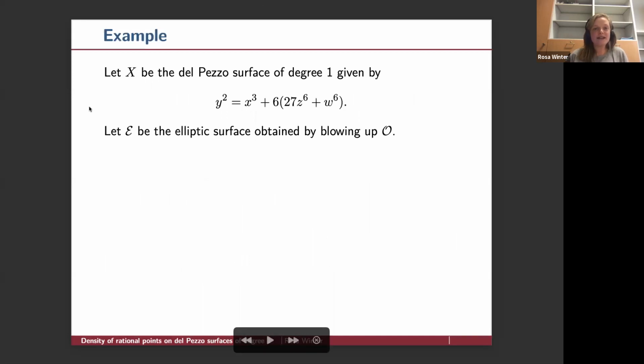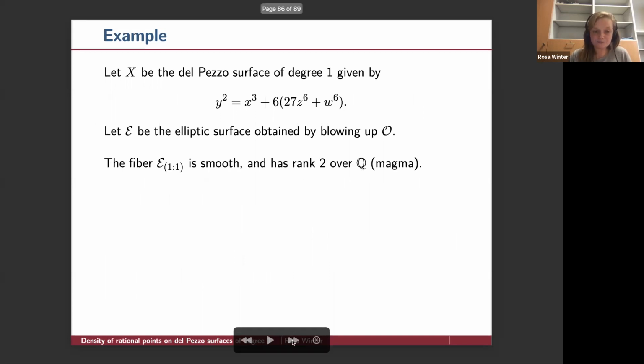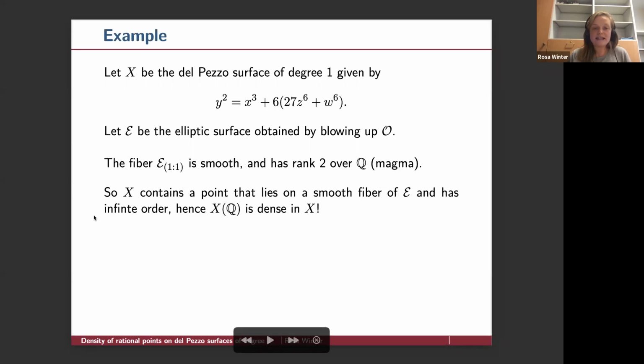Okay, and then I want to finish with an example. So if we now have the Del Pezzo surface of degree 1 given by this particular equation, then we take the elliptic surface obtained by blowing up the base point O. And here we can very quickly check with Magma that this fiber above the point (1,1) is smooth and has rank 2 over Q. So in this case, the Del Pezzo surface contains a point that lies on a smooth fiber and has infinite order because there is a smooth fiber with positive rank. And therefore the set of Q-rational points is dense in X.